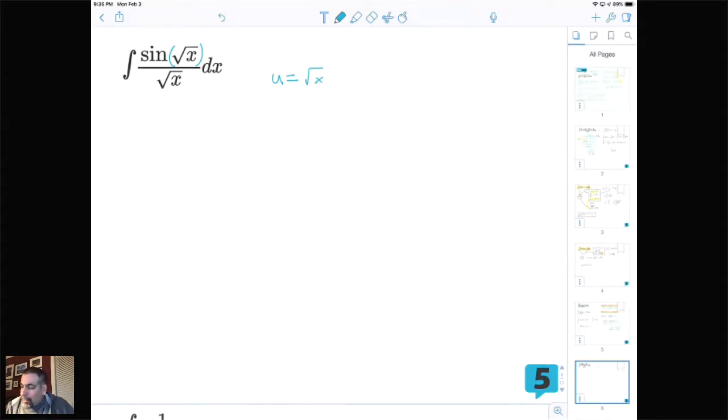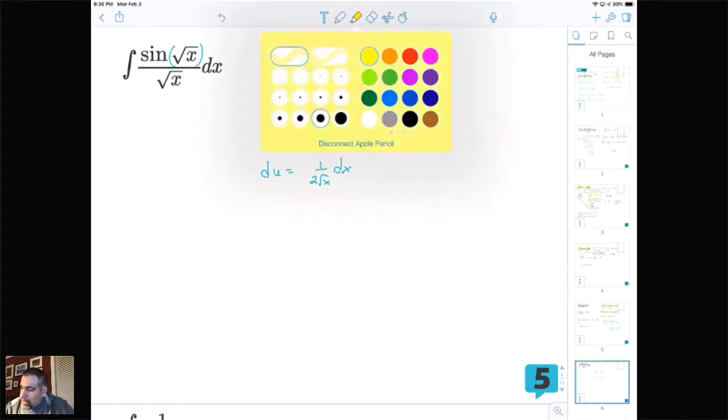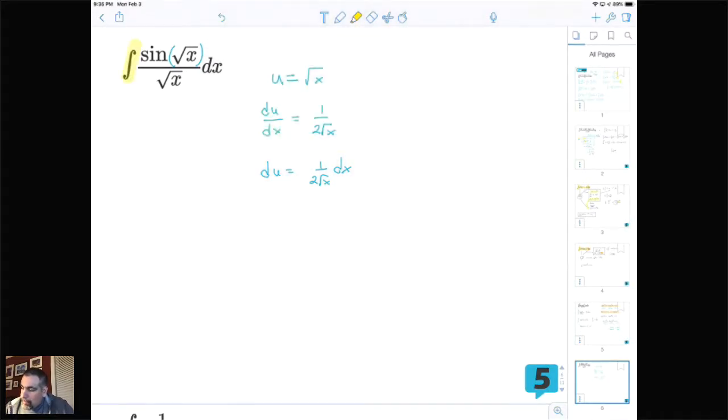If we now go and differentiate this, we're going to get du over dx equals 1 over 2 root x. And from there, we're going to end up with du equals 1 over 2 root x dx. So now we know how to basically convert x's to u's. So we're going to do our bookkeeping again. We're going to say, okay, let's make sure we don't lose any of the pieces. Let's bring over the integral sign first.